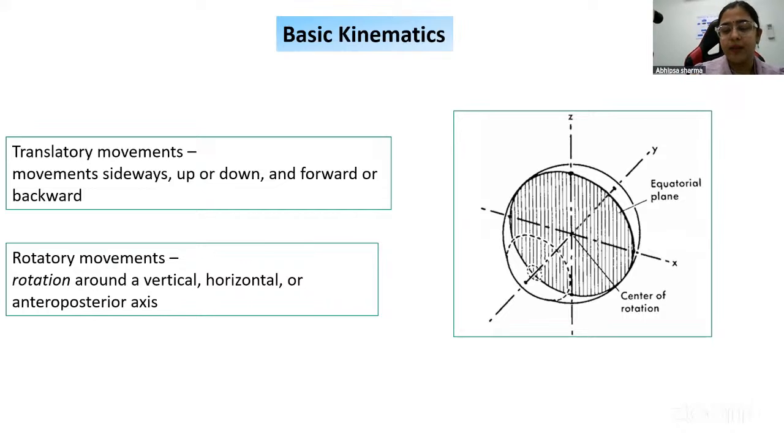And again, coming to the equatorial plane. What is the equatorial plane? The vertical and the horizontal axis, as you can see here, lie in an equatorial plane, also known as Listing's plane. This is fixed in the orbit and it passes through the center of rotation and the equator of the globe when the eye is in the primary position. So basically, this will lie like this.